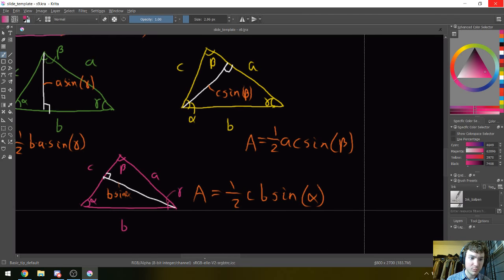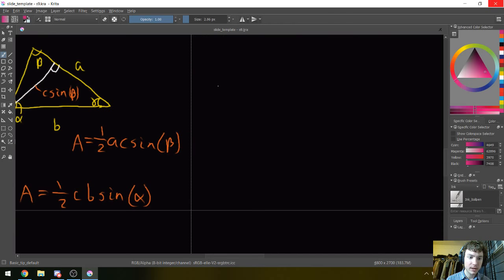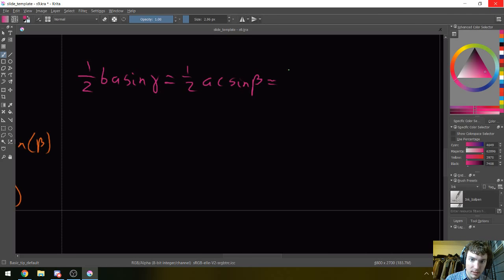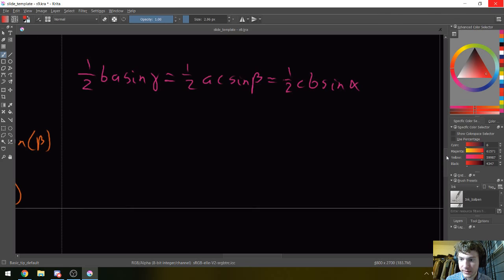So half BA sine gamma was the first one. And I'm going to write this one for the yellow that you told me equals half AC sine beta. And then this third one is a half CB sine alpha. Now this is not very symmetrical because they all have different letters and they all come with a half.